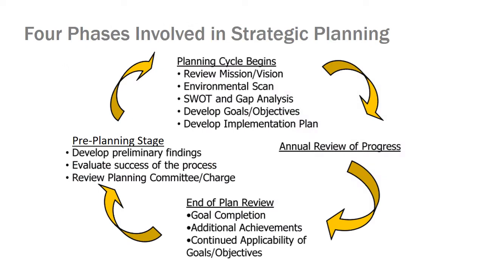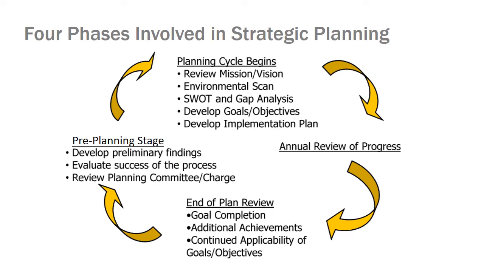There are 4 phases involved in strategic planning. First is the pre-planning stage, which sets the foundation for the plan. Next is the planning cycle, which involves research within the program and setting the goals from the gap analysis and SWOT analysis, which stands for strengths, weaknesses, opportunities, and threats to the program.